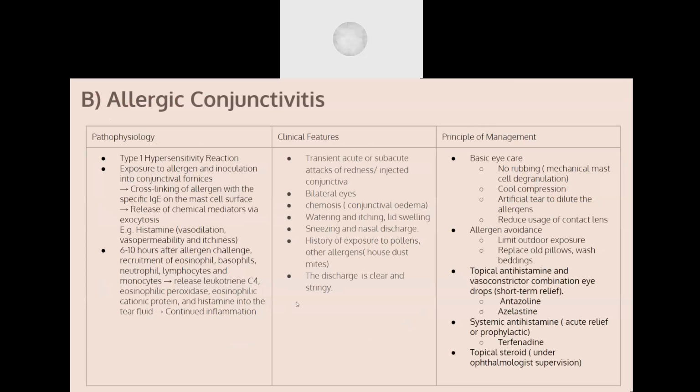So for allergic conjunctivitis, the pathophysiology involves a type 1 hypersensitivity reaction to exposure to the allergen. So the patient normally has both eyes involved. The patient can have chemosis, which is conjunctival edema, conjunctival injection, and also some watery, stingy discharge.